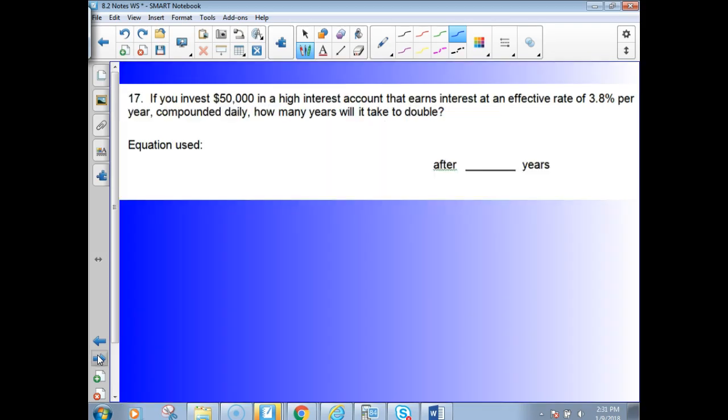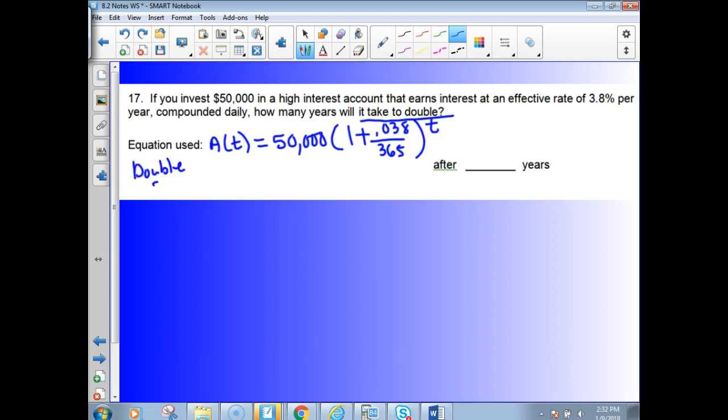If you invest $50,000 in a high interest account that earns interest at an effective rate of 3.8% per year, compounded daily, how many years will it take to double? All right, well, we know how to write the equation for the amount in the account over time, which would be 50,000 times 1 plus 0.038, compounded daily would be 365. But we don't know how long, t. But what do you want in your account if it's going to double? Okay, double the 50,000 would, yes, be 100,000.